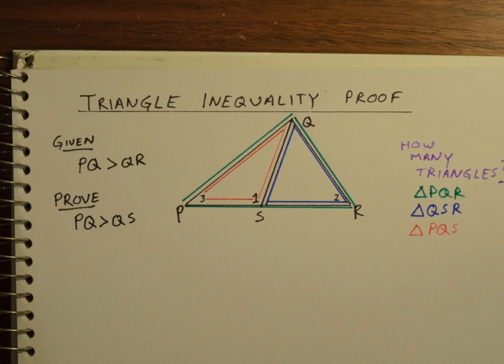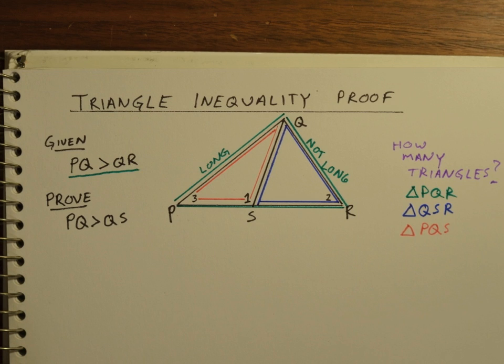The reason that's important is, take a look at our prove statement. We want to prove that length PQ is longer than QS. Well, PQ and QS are both segment lengths in the red triangle, in triangle PQS. So we're going to want to say something about either the lengths of the sides or the angles in that triangle. So that'll be our task, and in order to get there, we need to first look at the given statement.